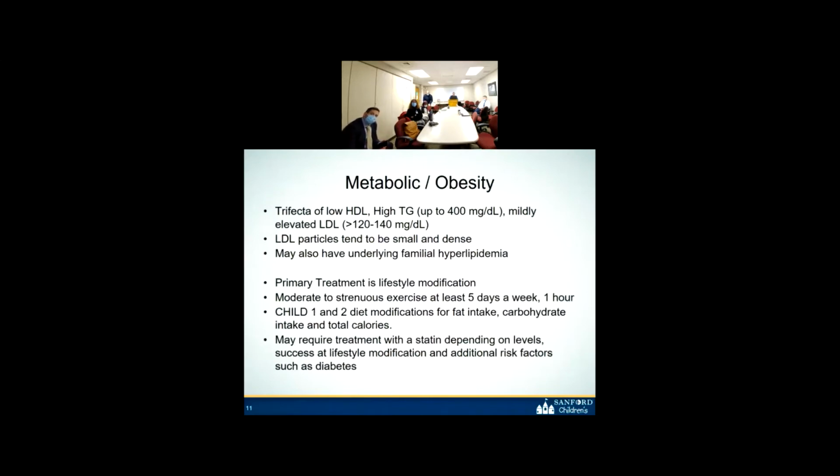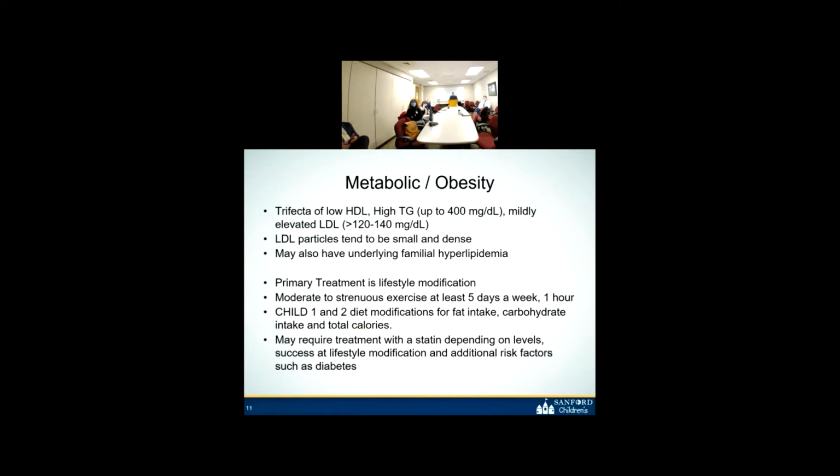And then our third cause is often metabolic or obesity related, and that's a trifecta of your lipid panel derangement, where you have low HDL, high triglycerides, often somewhere up into the 200, 300, 400s, and mildly elevated LDL levels, somewhere between 120 to 140. And then when we talk about differences in these LDL levels, these LDL particles are a little smaller, a little more dense. So if you really got to the nitty gritty, there are ways to parse that out and try to figure out what's going on.